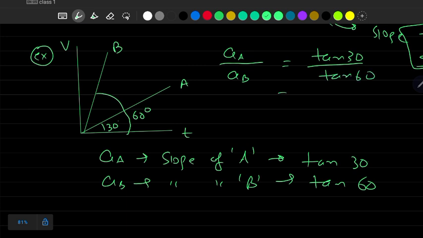What's the value of tan 30? It's 1 by root 3, and tan 60 is root 3. The answer will come as 1 by 3. I hope it's clear to you.